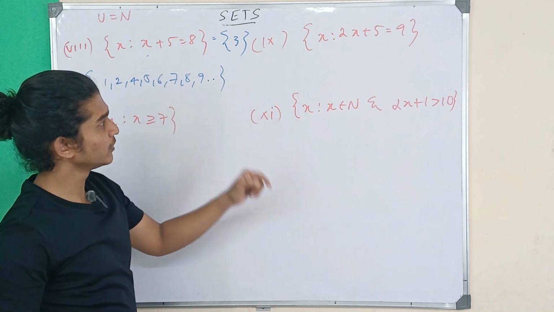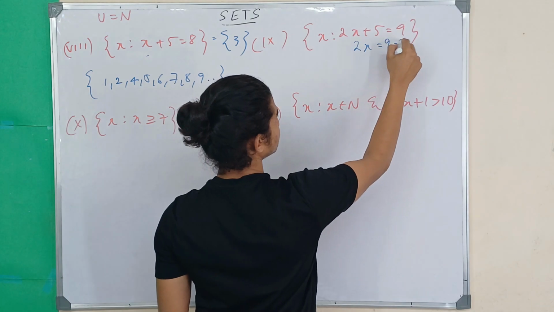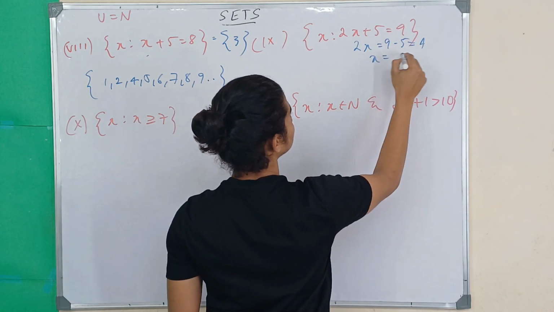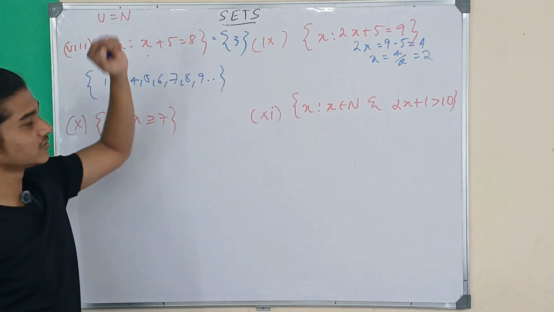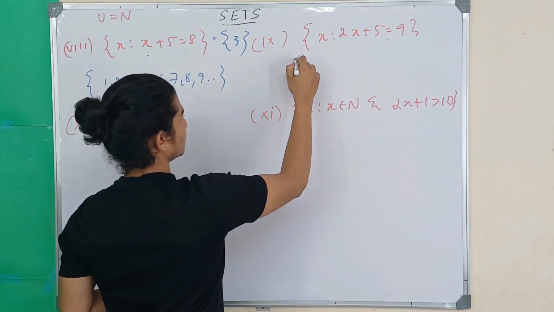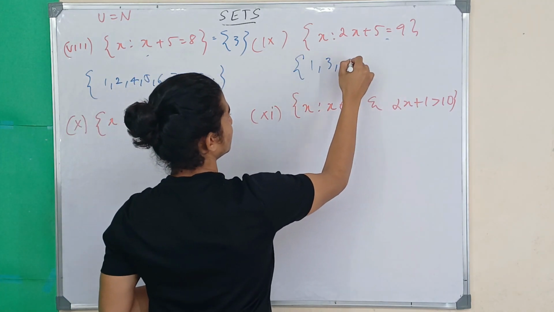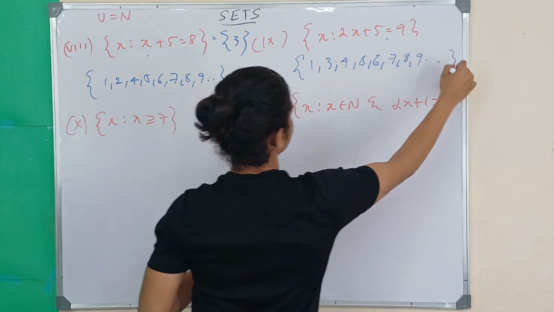Here we have 2x plus 5 equals 9. If you solve this, you're going to get 2x equals 9 minus 5, which is equal to 4, and x equals 4 by 2, which is 2. So you have to remove 2 from the natural numbers. If you remove 2 from the natural numbers, it's going to look something like this: 1, 3, 4, 5, 6, 7, 8, 9, and so on.